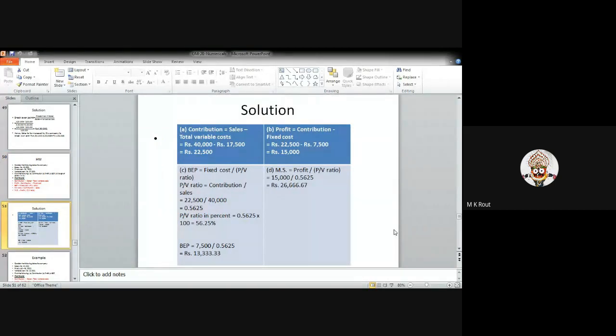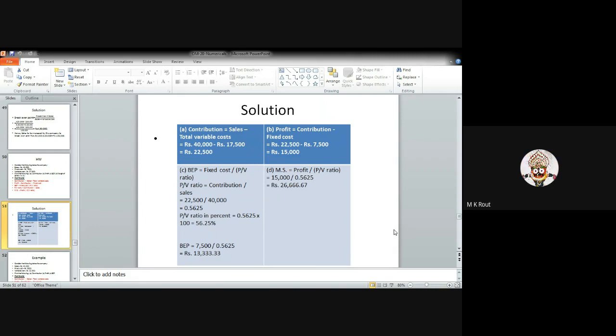Okay, moving to the first bit, in case of calculating the contribution, the formula is sales minus total variable cost. In case of sales, that is given rupees 40,000 minus the variable cost that is given 17,500. That equals to rupees 22,500. Is it clear? Yes, sir.